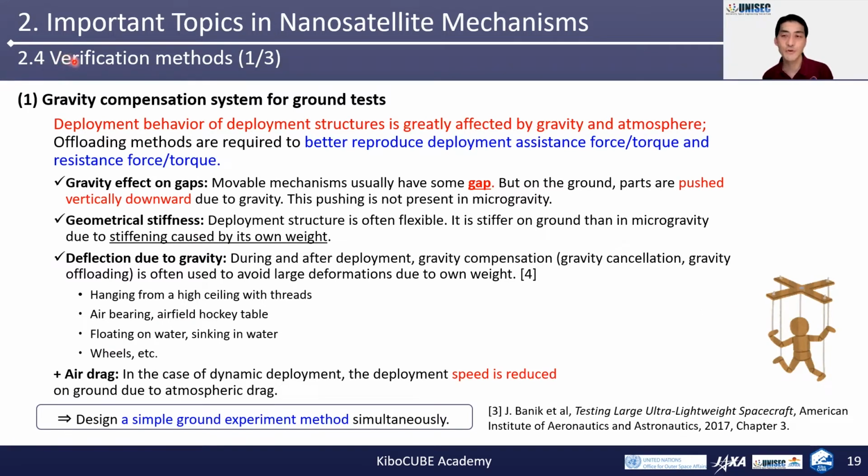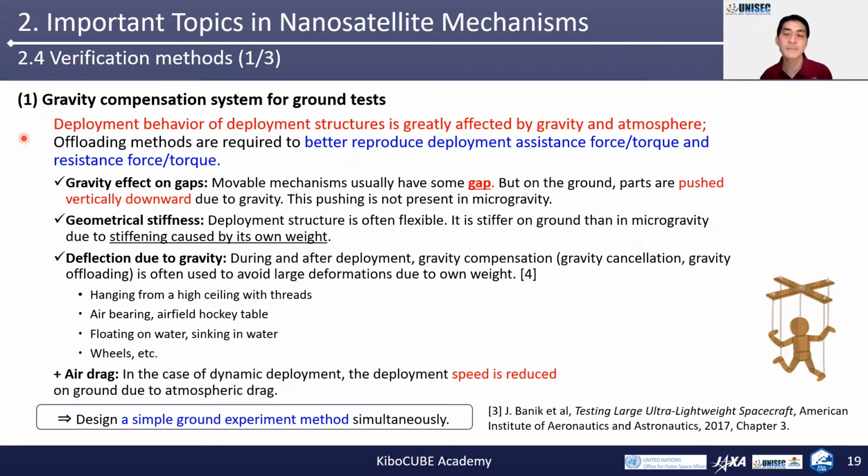As the next important topic, I will talk about verification methods for nanosatellite mechanisms on the ground before the launch. Verification usually consists of test, analysis, inspection, and demonstration. And when you carry out tests on the ground, you sometimes need gravity compensation or gravity offloading system. The deployment behavior of mechanism, typically a deployable structure, is greatly affected by gravity and atmosphere.